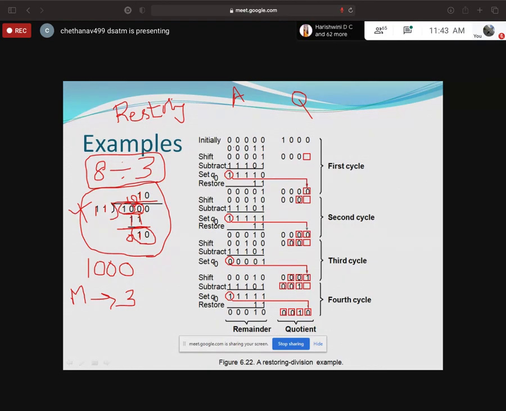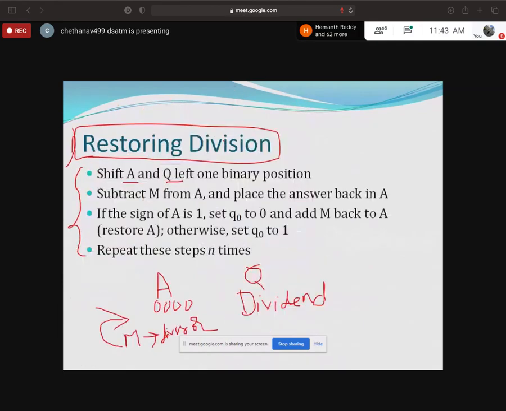Initially you have register A as 0, Q will be your dividend, and M is the divisor. All these three you have to keep like this. Hope you are clear. Now, the very important beginning concept is the continuation. You have to shift. The first procedure they have given in the list is to shift A and Q left by one binary position. That is the first step you have to do.